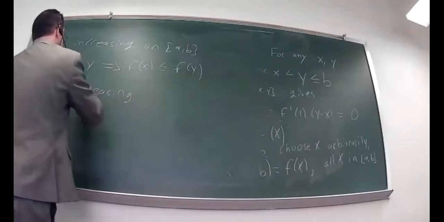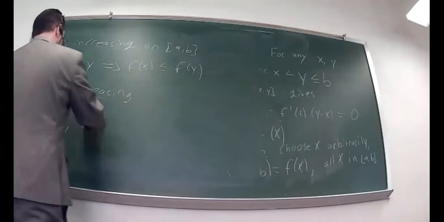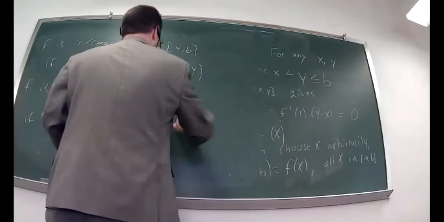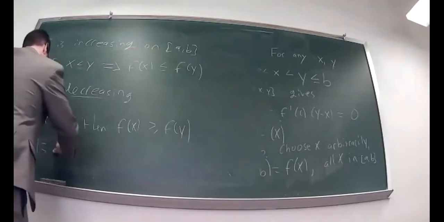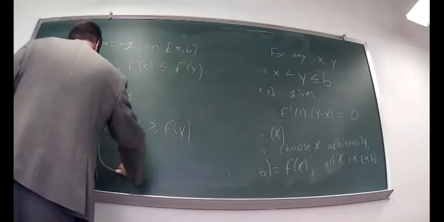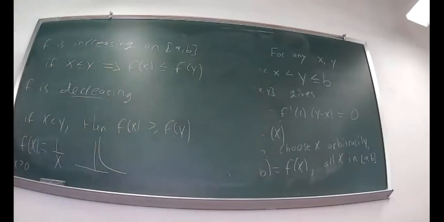F is decreasing if the opposite happens. So if x less than y, then f of x is bigger than or equal to f of y. Examples of decreasing functions, like f of x equals 1 over x, at least for x bigger than 0. This is a nice example of a decreasing function. You can see those y values always getting smaller.